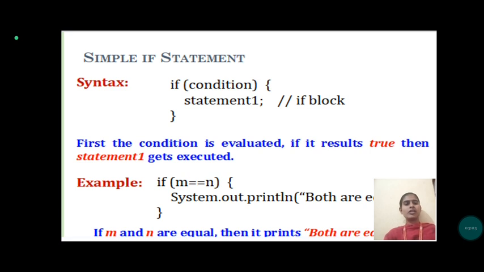Here is the example: if m is equal to n, System.out.println both are equal. If m and n are equal, then it prints both are equal.